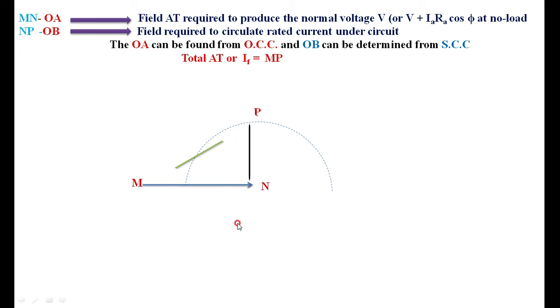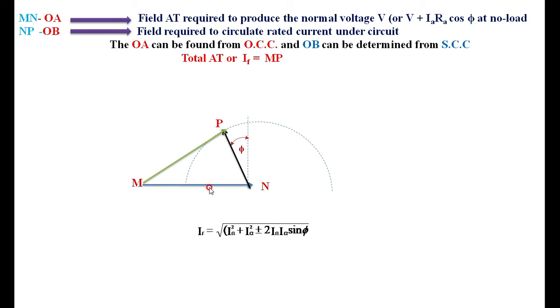Now you consider leading power factor. Then this is your P. NP is nothing but the total field current, which falls on a semicircle. Previously for unity power factor here, for lagging somewhere here, you are getting the total field current, which is on the semicircle. Okay, this is one method of finding out using the vector diagram.